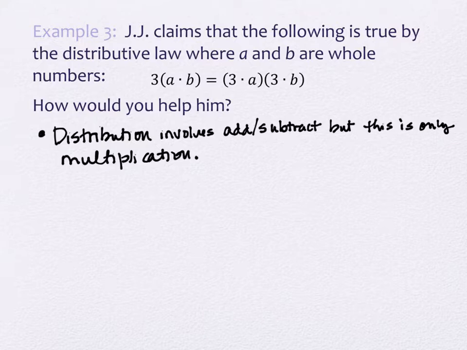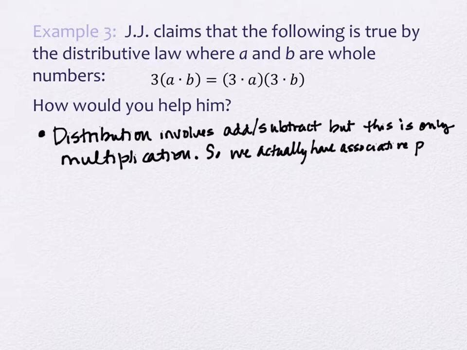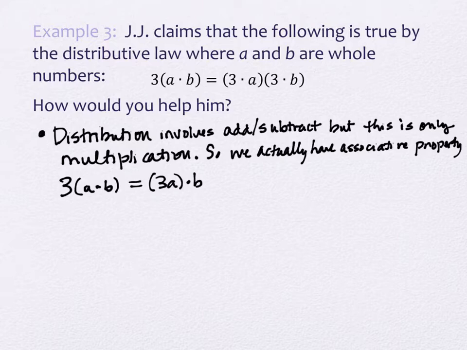So the reality is that this is actually the associative property. Namely, if we started out with what's on the left, which is 3 times A times B, you could rewrite it by regrouping the 3A together and then times B like that. That is a possibility of rewriting this that would be appropriate.